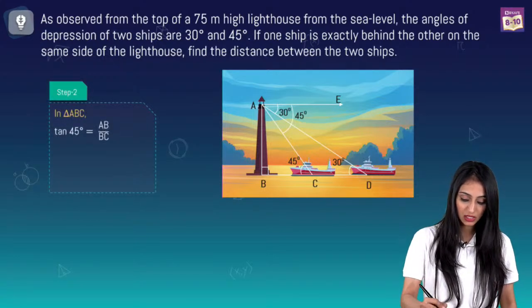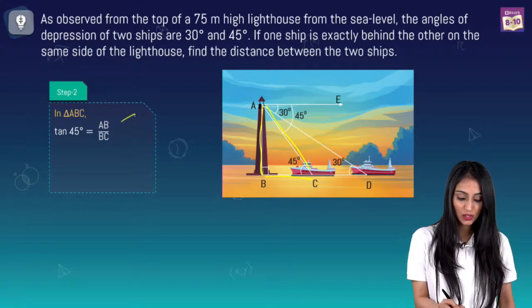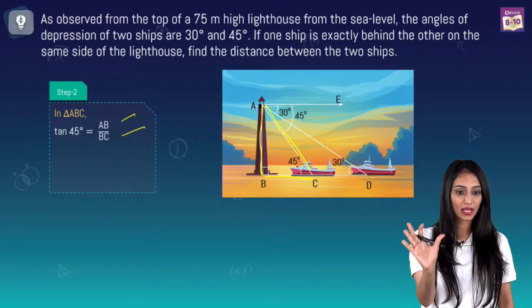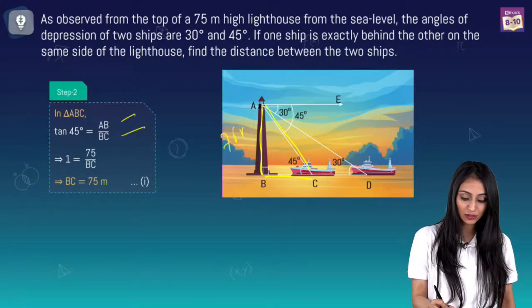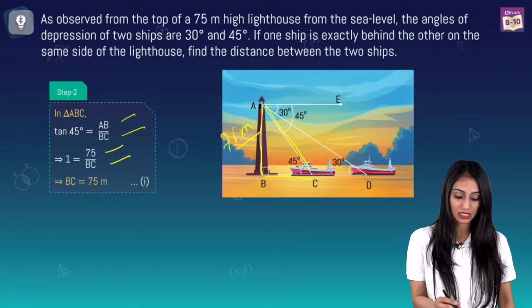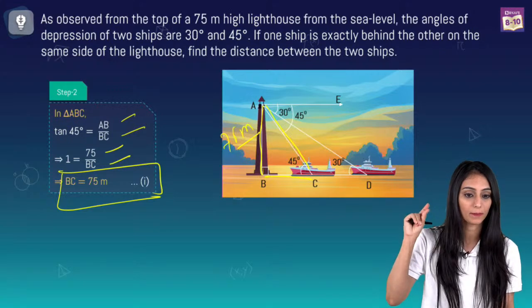Now in this triangle ABC, this one here, I can say tan 45 is going to be AB by BC, perpendicular by base, right? Tan 45 is 1, AB is what? That's the height of the lighthouse, which is 75 meters. So BC is going to be 75 meters. That's our equation number 1.